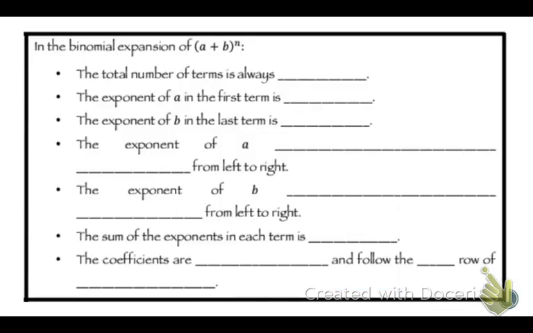Let's fill these out. So the total number of terms is always n plus 1. The exponent of a is always n. The exponent of b is always n. So in the first term, it's always n for a. The last term, for b, it's always n. The exponent of a decreases from left to right, and b increases from left to right. And then the sum of the exponents in each term is n, and the coefficients follow the nth row of Pascal's triangle.